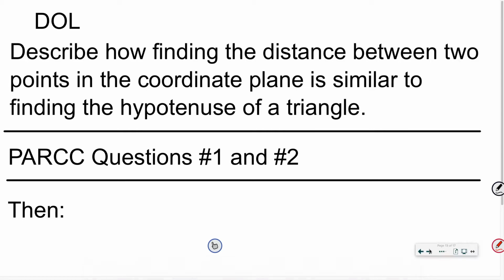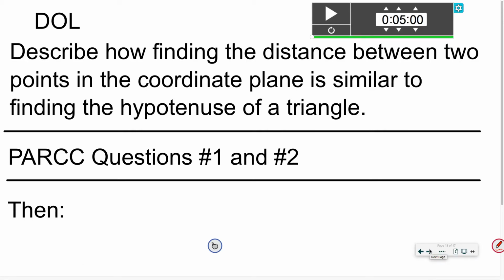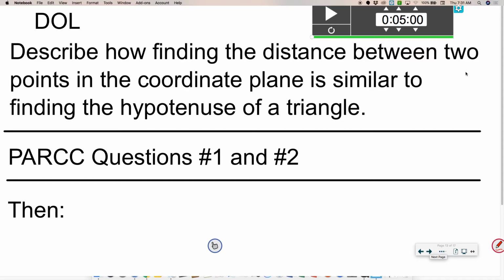Okay, so for your DOL today, before we get into some practice, let me pause this because I have to give out your calculators and I have to give out your part questions here.